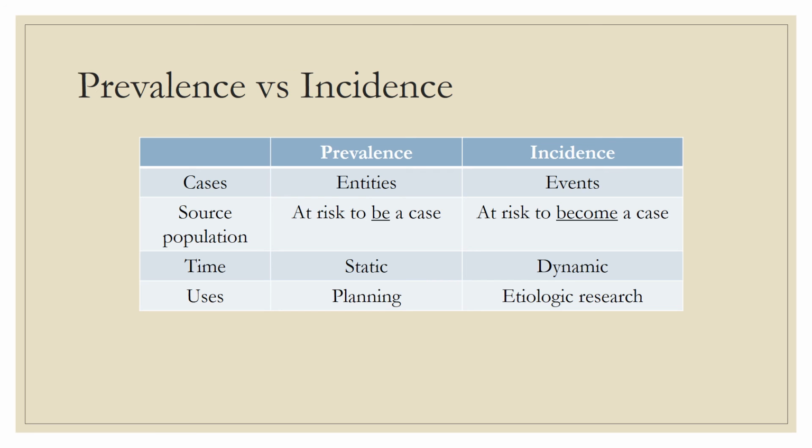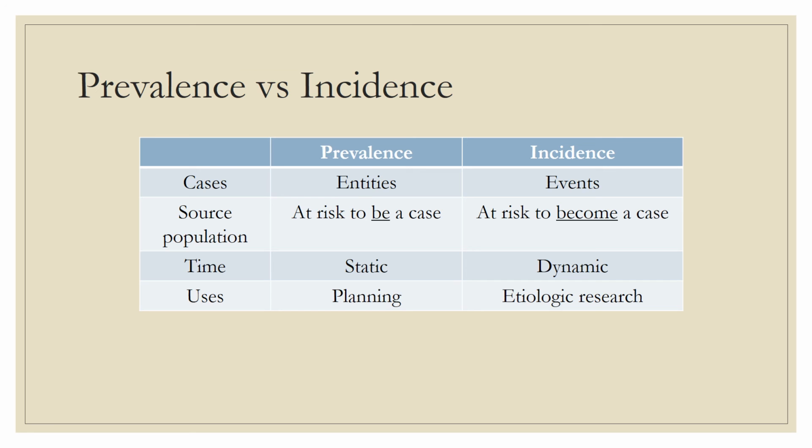Prevalence is static in time, meaning that there's long-lasting duration of these diseases. And then incidence is dynamic, comes and goes. Prevalence is typically used for planning.